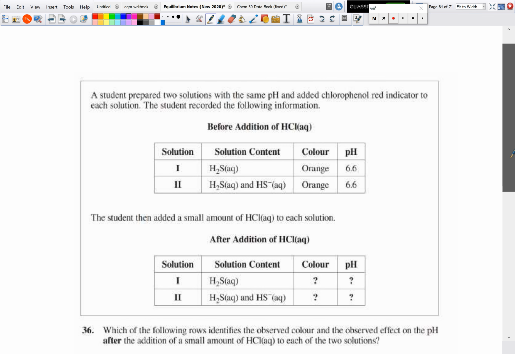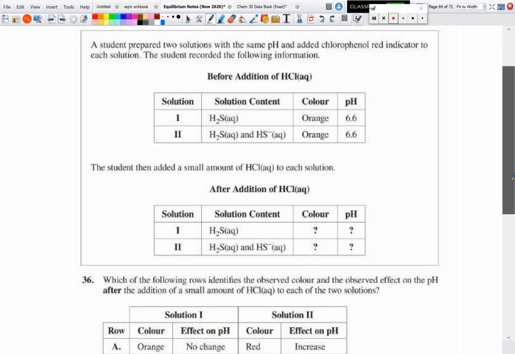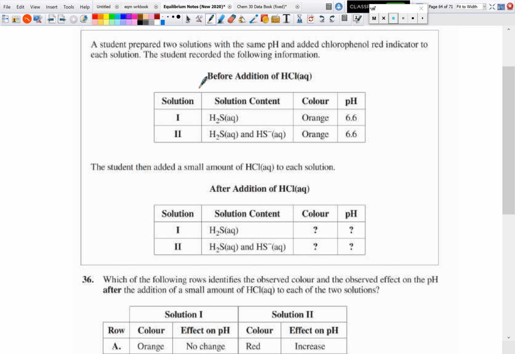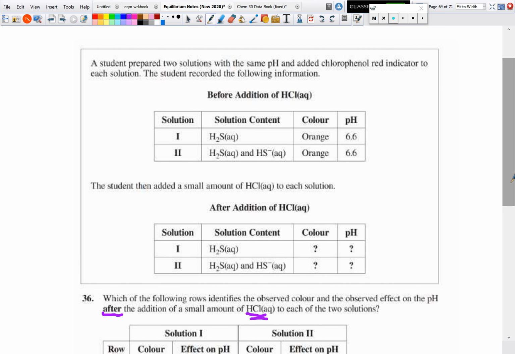And what we have right here, once again, is a little more challenging to figure out, but just read the question before we look at all the information up here. Which of the following rows identifies the observed color and the observed effect on pH after addition of small amounts of HCl to each of the solutions? So we have an H2S solution, so of course no buffer, and we have a buffer system right here, and they're starting with the same color because of the indicator, and the exact same pH.